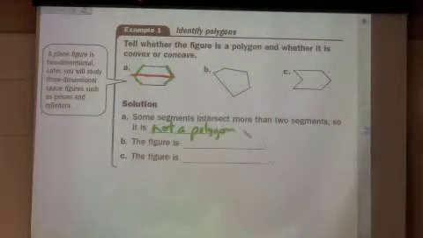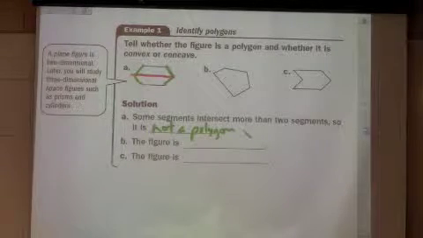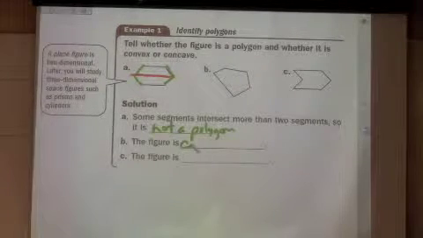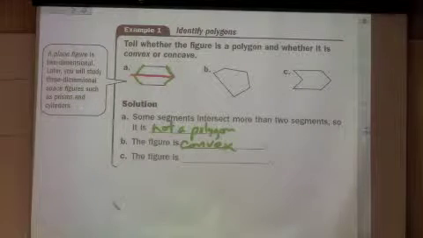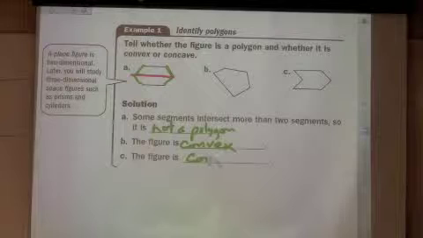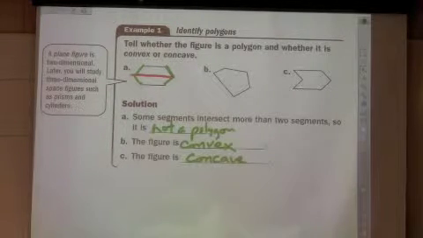Okay, how about B? Is it a polygon? Weber, is it convex or concave? Convex. Yep. It doesn't cave in on itself. How about C? Is that a polygon, Farley? Yes, it's concave. There's a point where it caves in on itself. Very good.